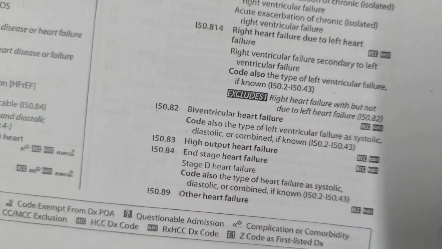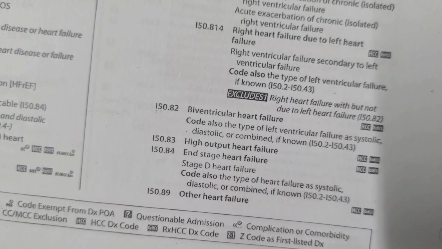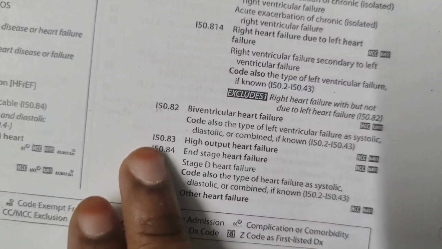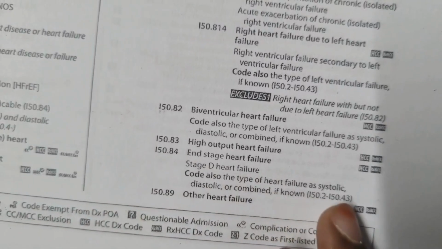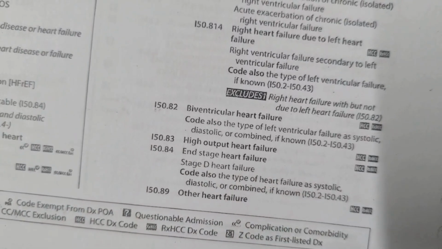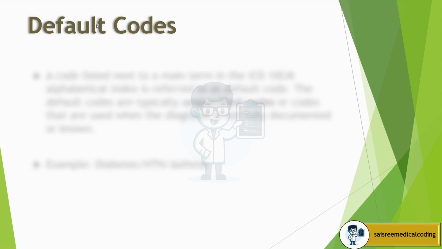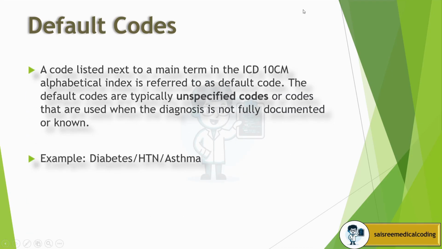Not only under end stage heart failure, but under different main terms you will find the code also convention, where it instructs you that along with this main code, you have to capture these additional codes also. This is about the code also convention. Next, we have default codes. A code listed next to a main term in the ICD-10-CM alphabetical index is referred to as a default code.